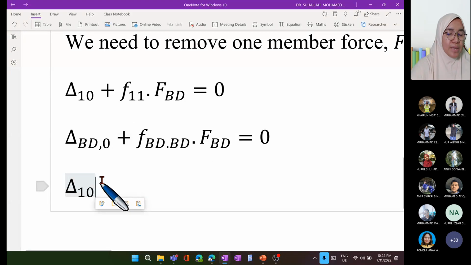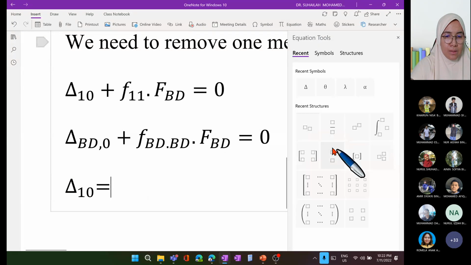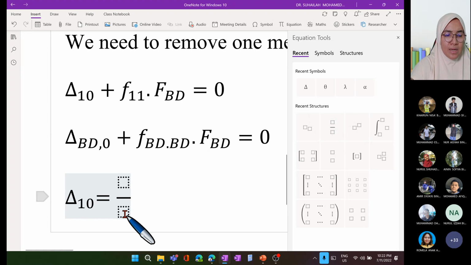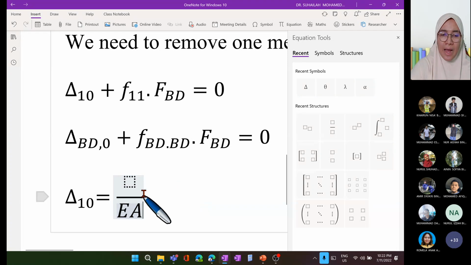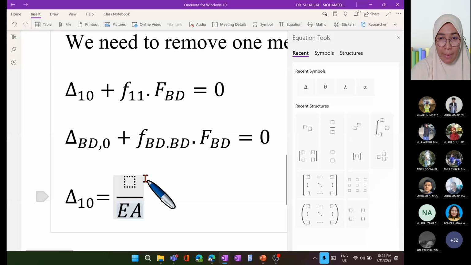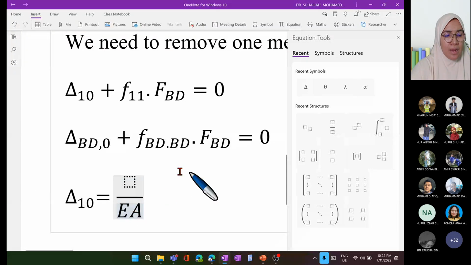So it is delta 1 naught, which is equal to... In truss analysis, we don't use EI, but we use EA. Bending EI we use in beam and frame only. EA is axial rigidity, and EI is flexural rigidity. EA, axial rigidity, occurs in truss only.